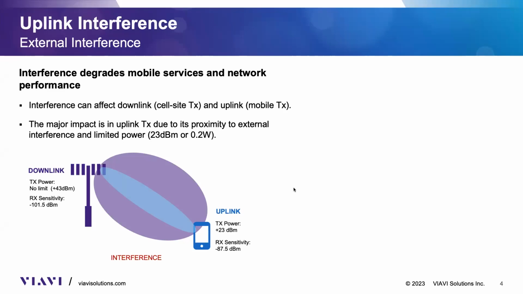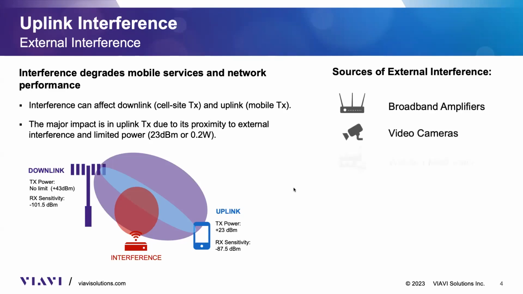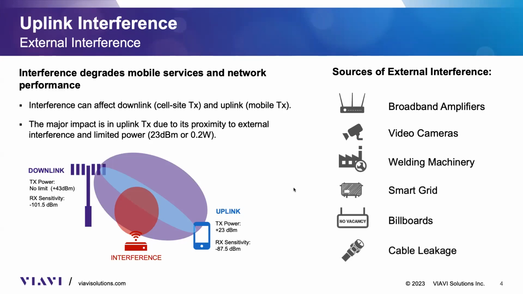So the problem with interference in the uplink is that when we have an interferer close to the UE, it's going to affect the uplink because the transmission power of the uplink is not as strong as the downlink. Therefore, it's going to be competing with the interferer. So that is the problem. Now, what kind of devices can cause these types of uplink interferences? And I'm referring to external devices.